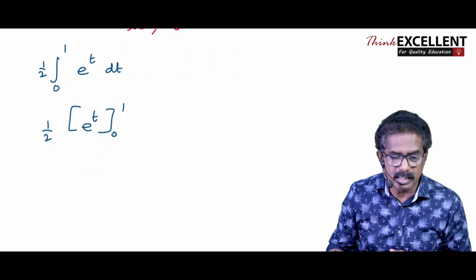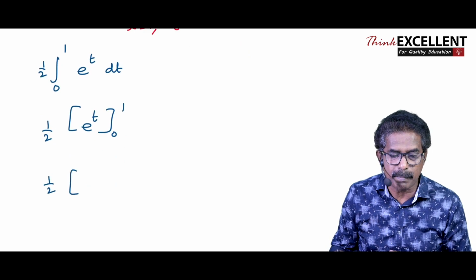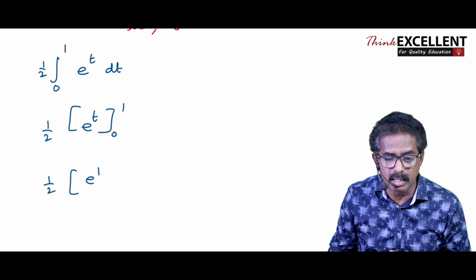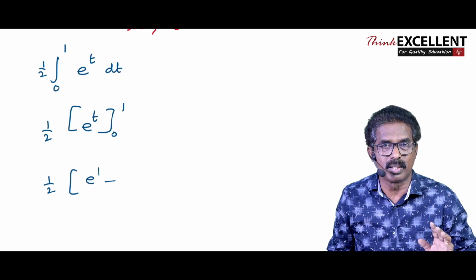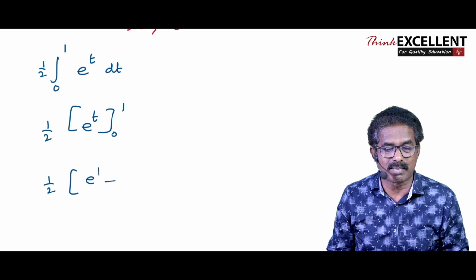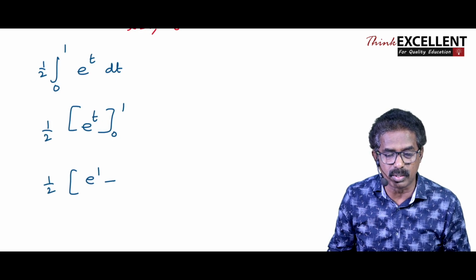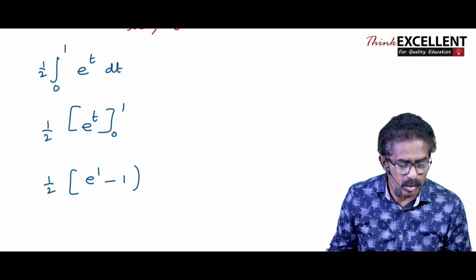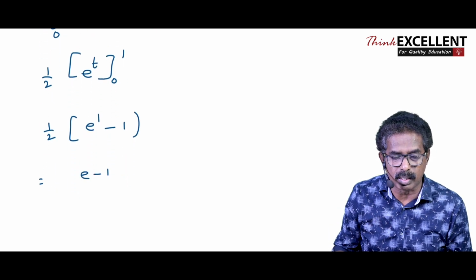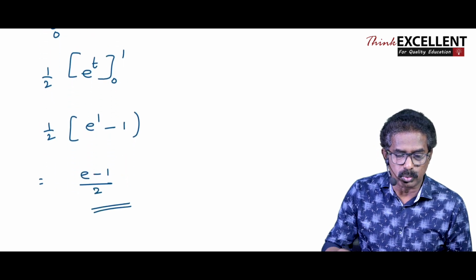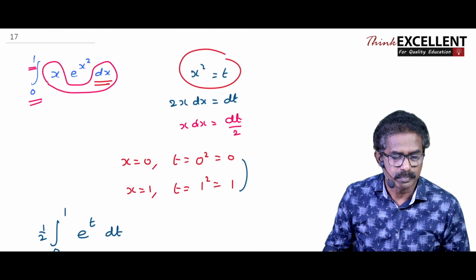Now apply the limit, that is 1 by 2 into first upper limit 1 கொடுத்தீங்கன்னா e raised to 1 minus 0 கொடுத்தீங்கன்னா normally 0 கொடுத்தா answer 0ன்னு எழுதிடுவோம்ல. Sometimes careless mistake வந்துடும். Do very carefully. 0 கொடுத்தீங்கன்னா e raised to 0 it is 1, right? So your final answer is e raised to 1 is e only, so e minus 1 by 2. Okay, so this is your final answer.